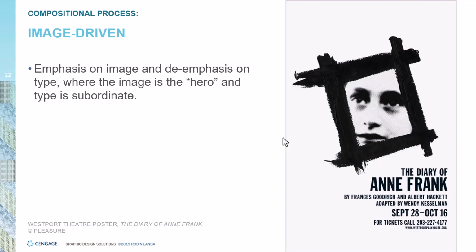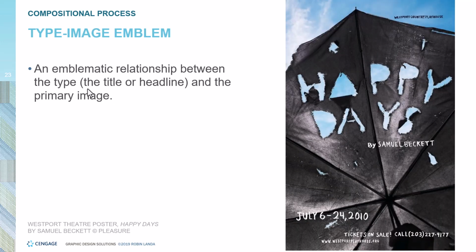Image-driven is an emphasis on image with a de-emphasis on type. Image is the hero and type is subordinate to the image. An image-driven composition can have no text. Then there's type-image emblem, which is also called visual-verbal synergy. It's a synergistic relationship between the verbal message and the primary image. This mode is a fundamental means for advertising design and for book jacket design and posters.